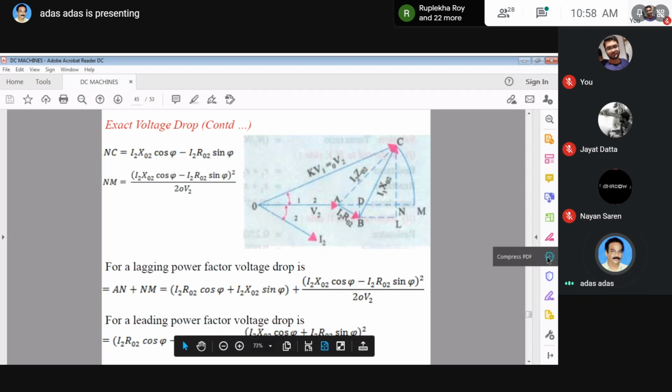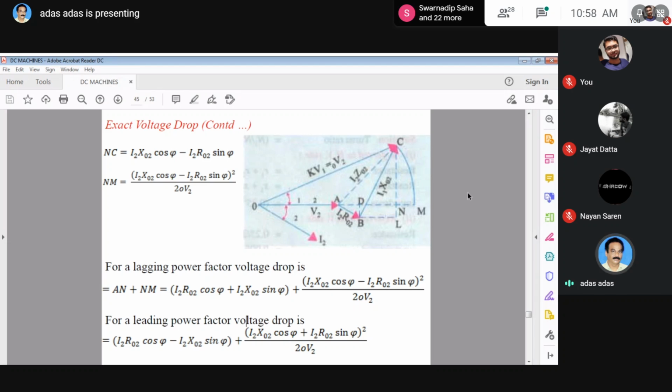Similarly, for leading power factor load, the last one, this is plus, for leading it is minus. And for lagging it is negative, for leading it is positive. So this is the voltage drop for lagging power factor condition. This is for leading power factor condition.